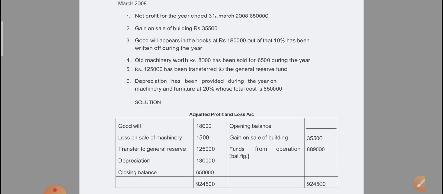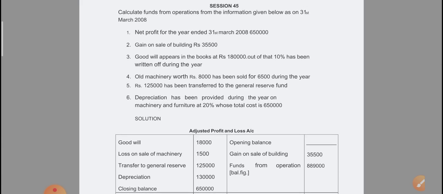Out of that, 10% has been written off during the year. Old machinery worth rupees 8,000 has been sold for 6,500 during the year. Rupees 1,25,000 has been transferred to General Reserve Fund. Depreciation has been provided during the year on machinery and furniture at 20%, whose total cost is rupees 6,50,000. So here we have to prepare an adjusted profit and loss account with the given transactions.